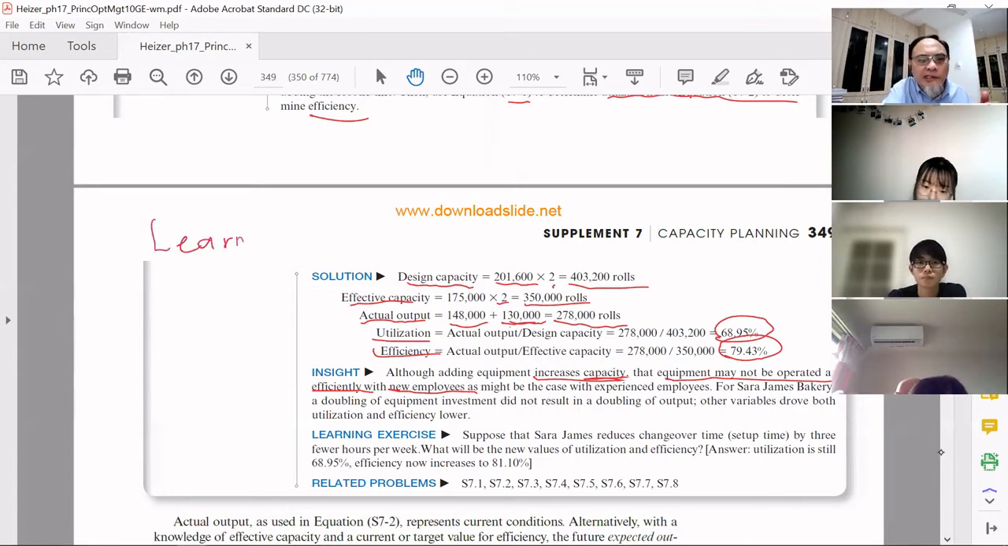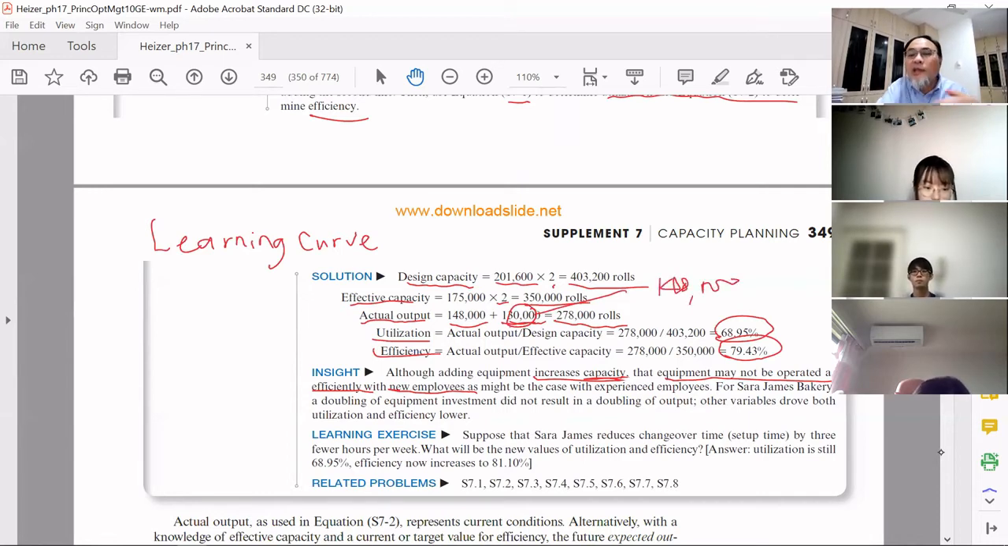You have heard of learning curve? Learning curve means you will start to produce, probably after 1 month, this may become 148,000 because of experience and knowledge. So it's a matter of time. But initially, there will be a drop in efficiency.